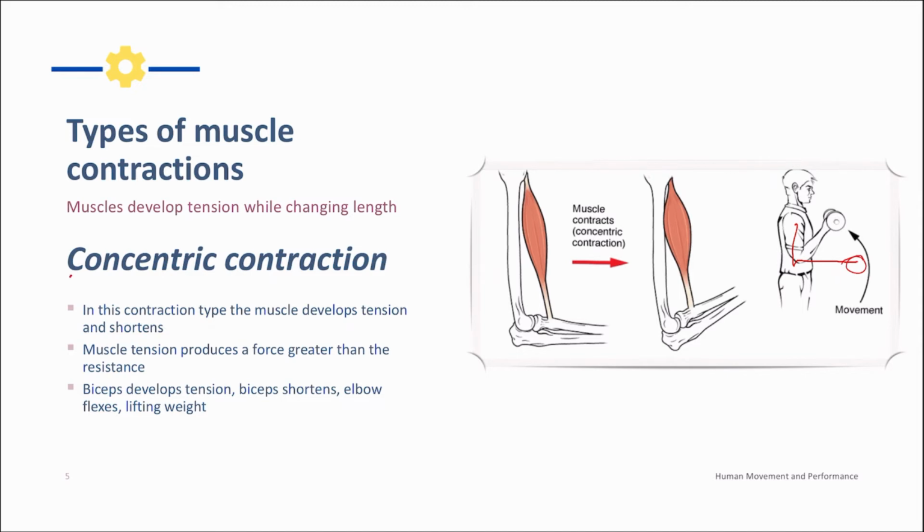A concentric contraction is when the muscle develops tension and shortens. So I'm holding a weight in my hand here with my elbow at 90 degrees, as I see in this picture. I can develop tension in my biceps. If that tension in the biceps exceeds the resistance, or the weight of my arm and the weight I'm holding, then the muscle will shorten and the elbow will flex. That's an example of a concentric contraction because the muscle develops tension and it shortens, and that results in movement of a joint.